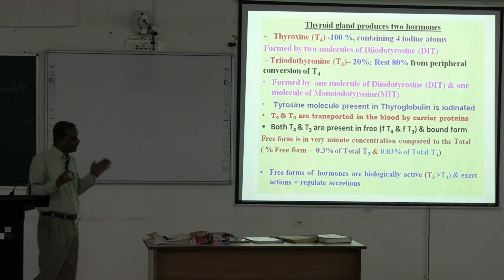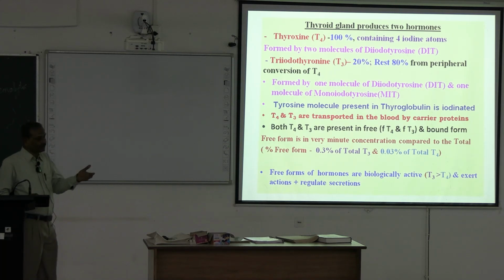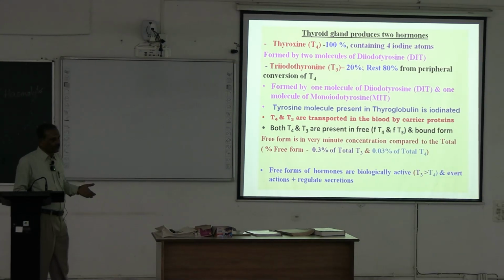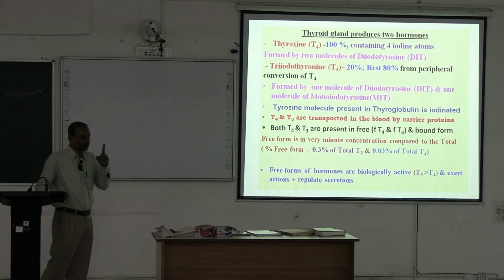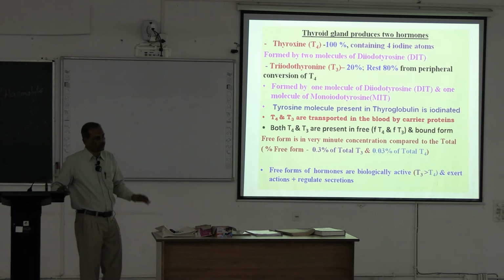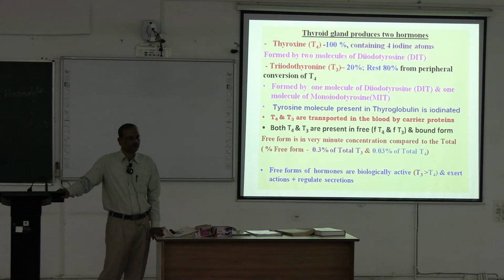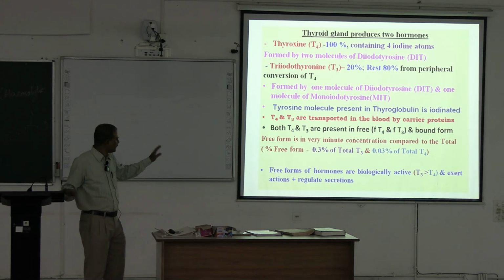So after production and release from the thyroid gland, they are carried through the bloodstream to different organs. So through a carrier protein, just like bilirubin. Bilirubin, yesterday you knew that it is transported by albumin. So apart from albumin, there are other carrier proteins called thyroxine binding globulin, thyroxine binding pre-albumin and albumin also. So these I will tell.